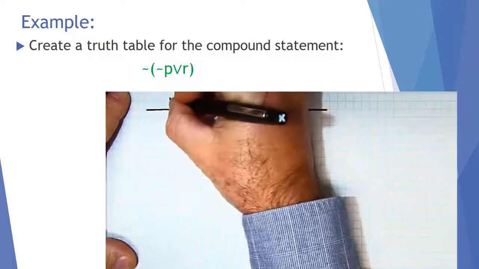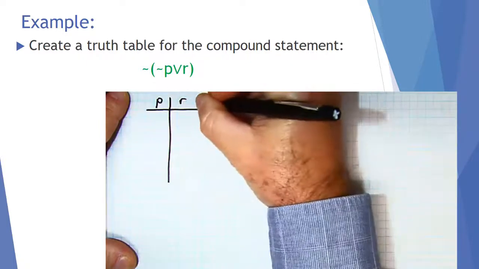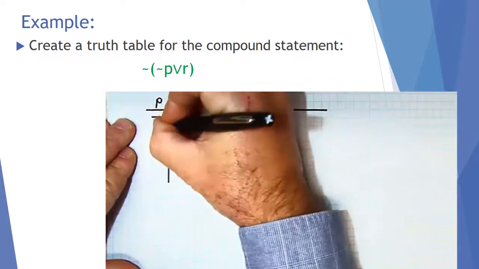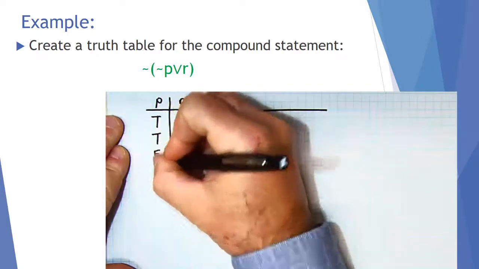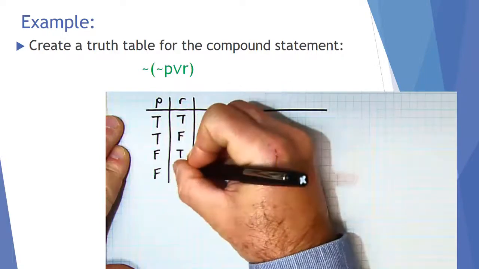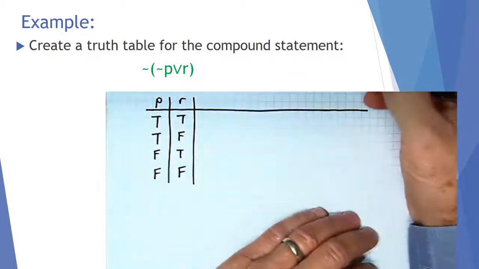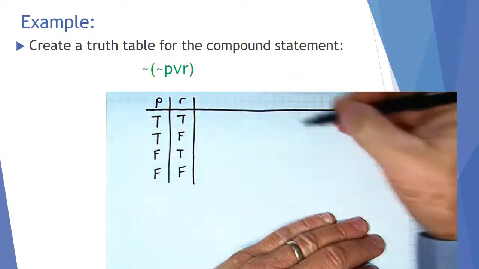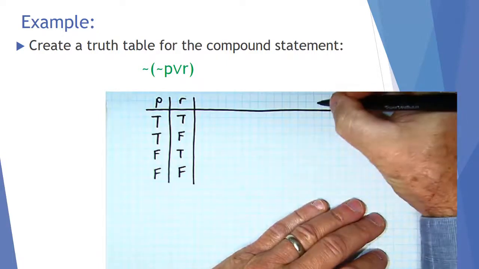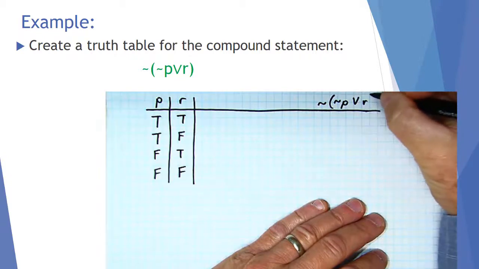So since we have 2 simple statements, P and R, we're going to have a P column and an R column on our truth table. And of course, we're going to have our 4 conditions, true, true, false, false for P, and true, false, true, false for R. Now we want to get to the point where we can build the given compound statement. Leave a bunch of space on your truth table because we need to progress to this point, but what we want to end up with is not P or R.